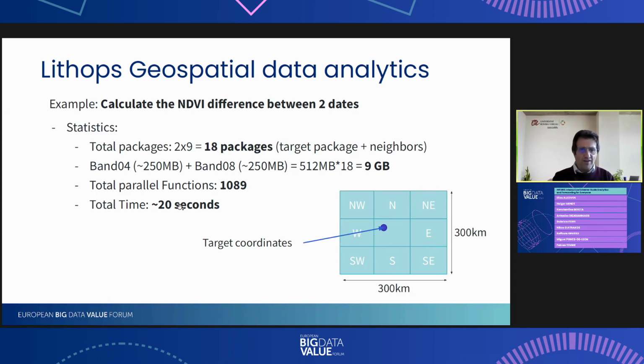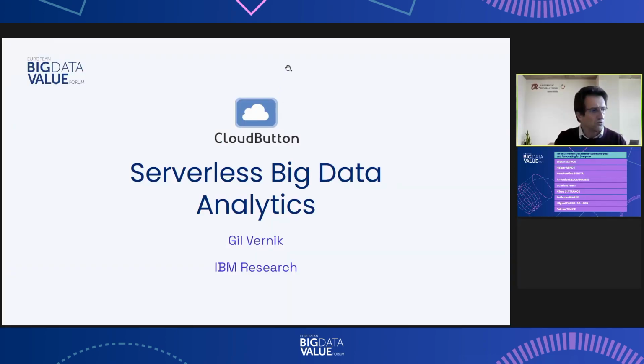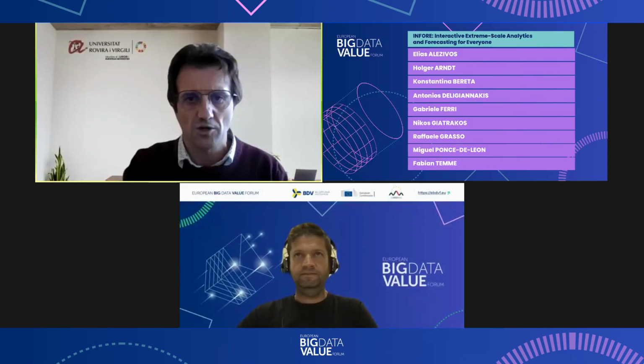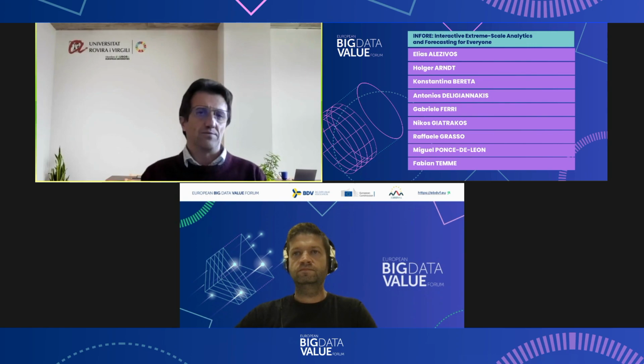So I finish here now. I gave you a general description of what Lithops is, and now I let you, IBM and Red Hat, who are our industrial partners, show how they are contributing and using this platform in production environments. So I finish here. Now it's time for Gil to take the lead. So I stop sharing, and Gil, you can start now.